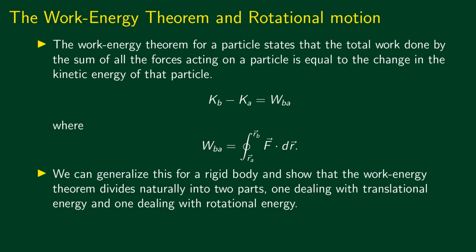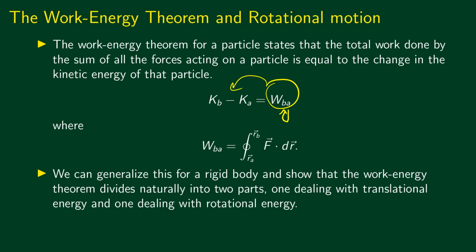That is, if a particle is taken from point A to point B, the work done in taking it from A to B is WBA. KB is the kinetic energy at point B, KA is the kinetic energy at point A. So the work done appears as the change in kinetic energy.